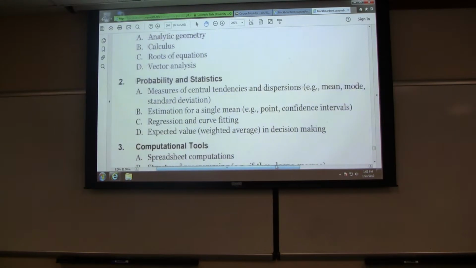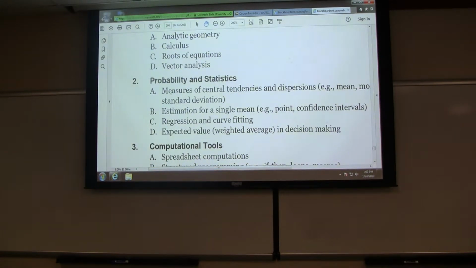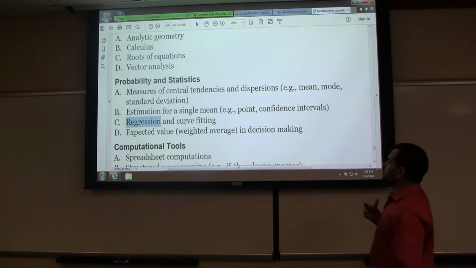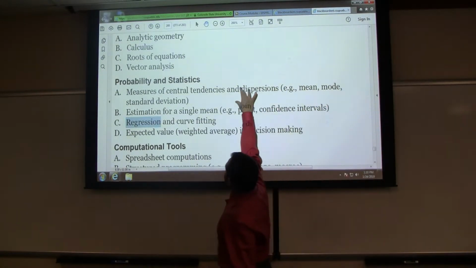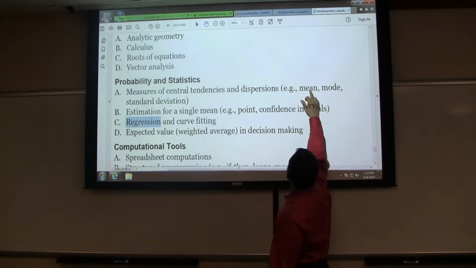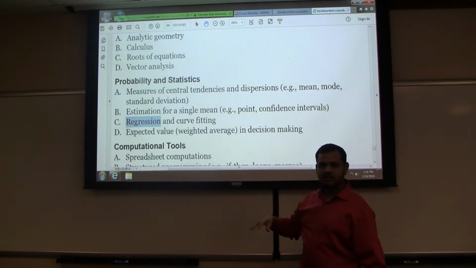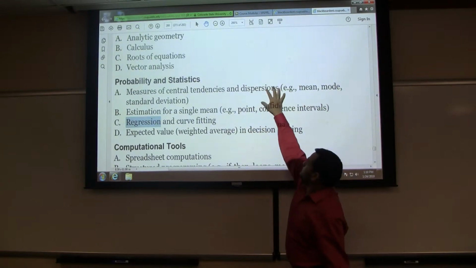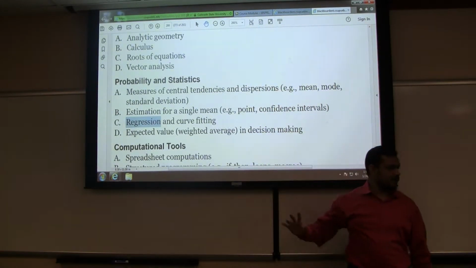What is the syllabus? We can see measures of central tendencies and dispersion, such as median, mode, standard deviation, and estimation of single mean, regression, curve fitting, expected value. What I believe is that most of the questions will be from median, mean, mode, standard deviation. So this time I'm going to talk about this area.